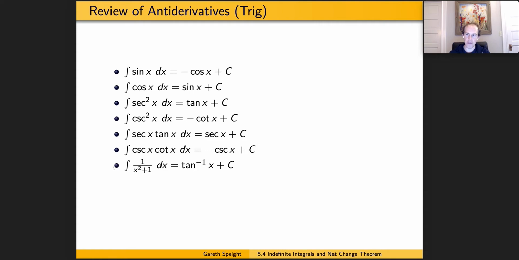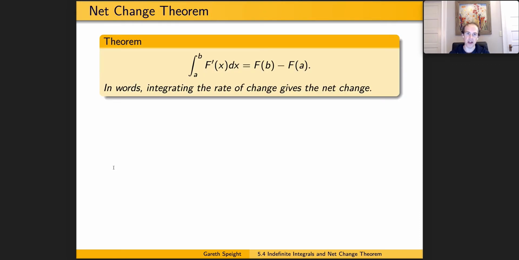Okay, antiderivative of 1 over x squared plus 1 is inverse tangent, or arctan x. And the integral of 1 over the square root of 1 minus x squared is inverse sine, or arcsine x. Okay, so we have lots of indefinite integrals that we already know how to calculate using antiderivatives that we talked about. Okay, so next up is the net change theorem.